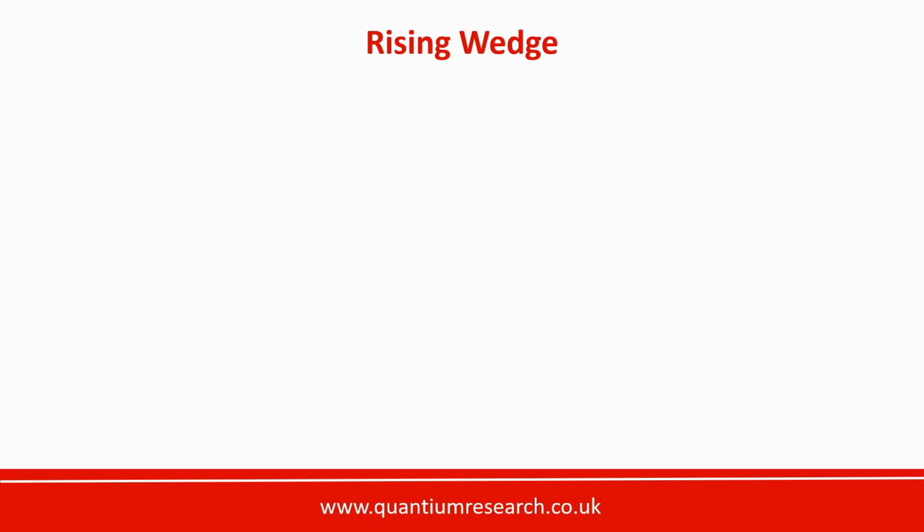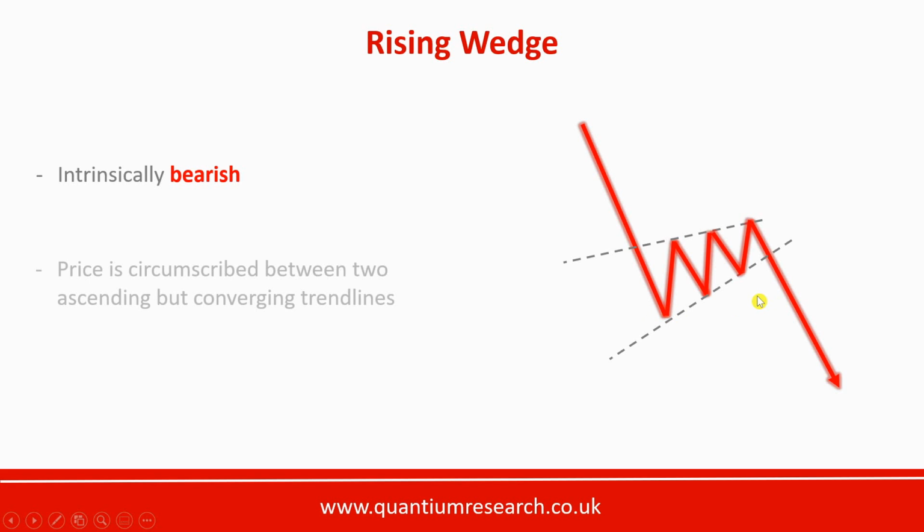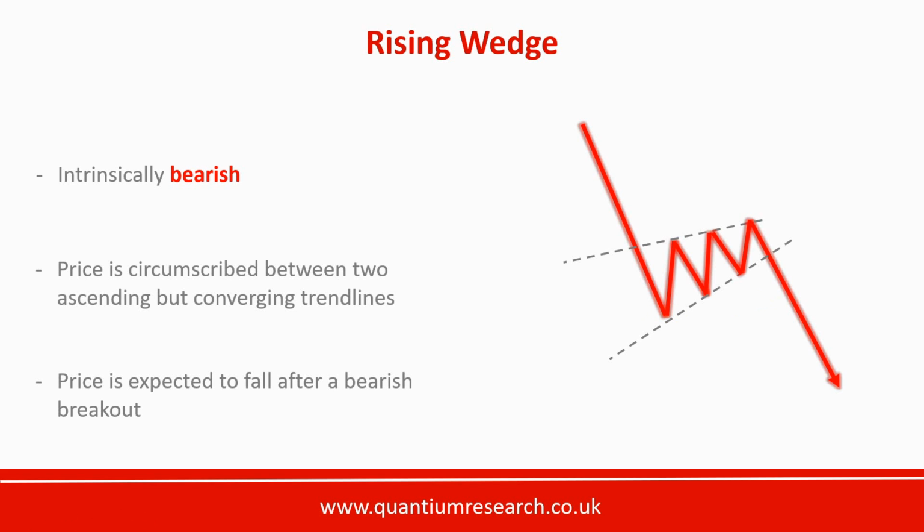Now for the final pattern of this video, we're going to be looking at the rising wedge. In a rising wedge, which is intrinsically bearish, price oscillates between two rising trend lines, where the lower trend line is rising at a steeper gradient, so the lines are essentially converging. You can see they're getting closer together once again. Converging meaning getting closer together, diverging meaning getting further away. Now, price here is expected to break out of the wedge and continue falling to the downside.